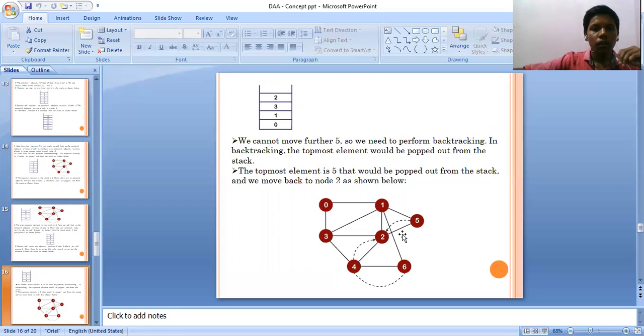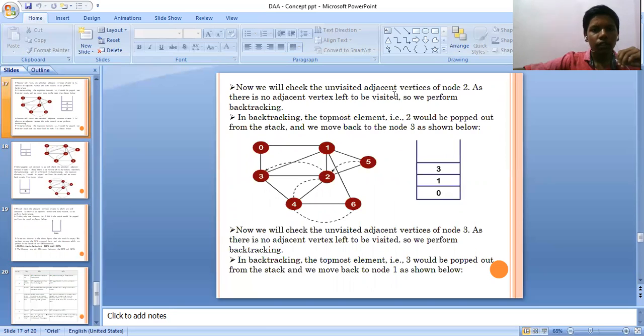2 as shown below. From the stack, we can see that first 6 is removed, and then 4, and then 2, and the unvisited node of 2 is 5, and 5 is also popped out, and backtracks to 2 and sees if there are any unvisited nodes left.